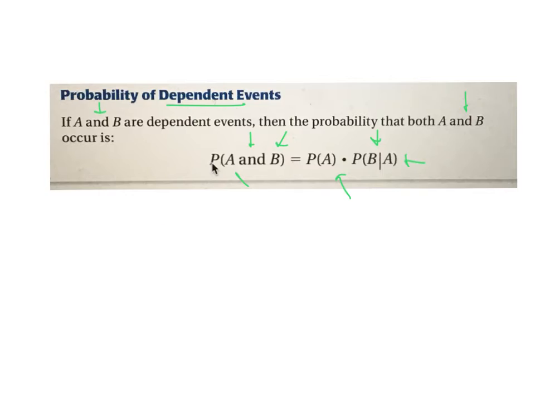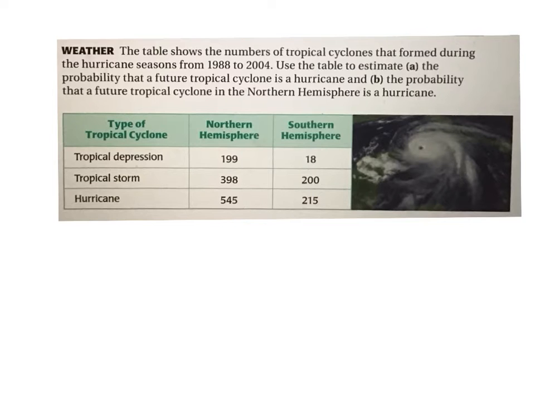All right. The table below shows the numbers of tropical cyclones that formed during the hurricane seasons from 1988 to 2004. Use the table to estimate A, the probability that a future tropical cyclone is a hurricane, and B, the probability that a future tropical cyclone in the northern hemisphere is a hurricane.